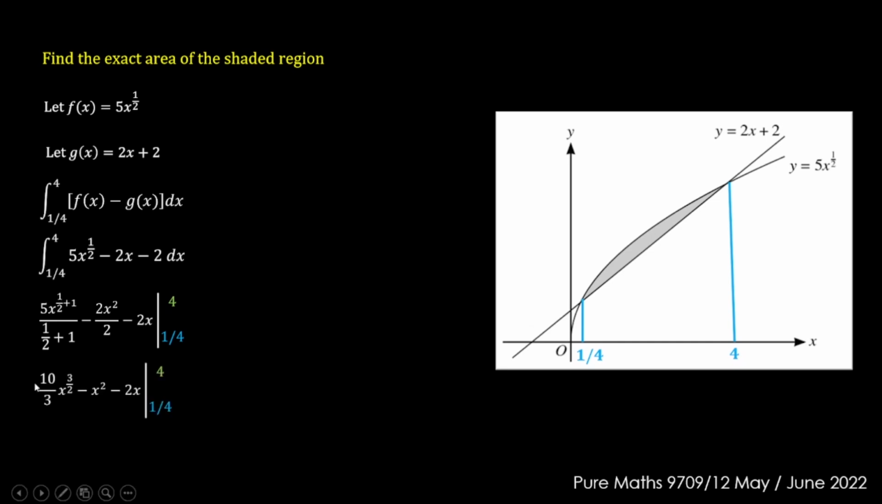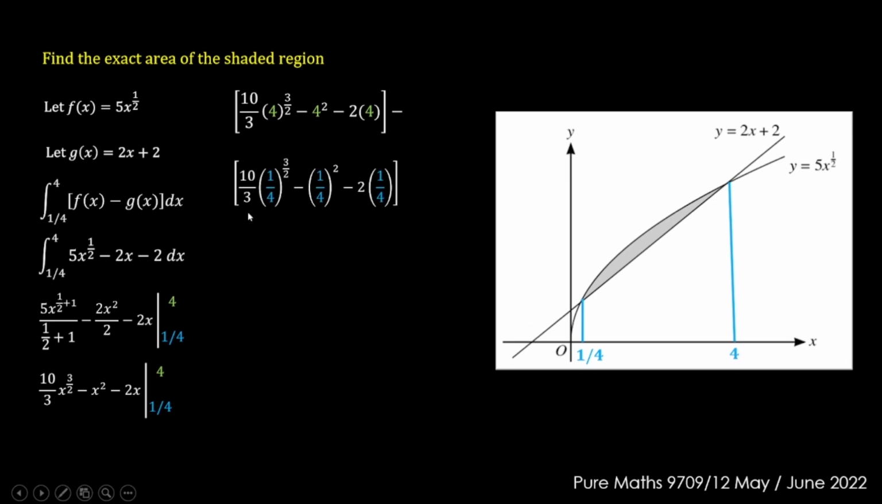Let's simplify a bit. We'll have 10 on 3 times x to power 3 on 2 minus x squared minus 2x. Now we'll evaluate the function at 4. So substitute 4 into your function, then substitute in a quarter into the function, and we subtract them. The first value is 8 on 3 minus the second value, which is negative 7 on 48. And that becomes 45 on 16, which equals 2.8125. That is the final area of the shaded region.